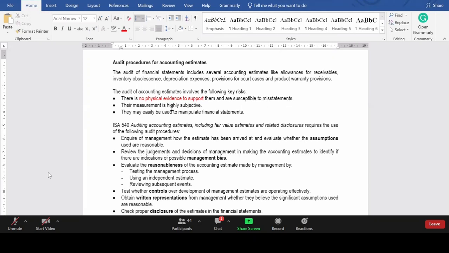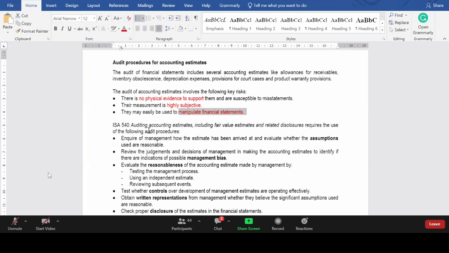Also, their measurement is highly subjective. Subjective means we base on our own knowledge, our own experience. So if your own knowledge and experience is not good, you're going to end up estimating the wrong figures. Then they may easily be used to manipulate financial statements. Those are the risks. That's why you are auditing them. Somebody may want to show a profit, and what does he do? He just goes to the estimates and either increases them if they are for incomes, or reduces them if they are for expenses, and understates them.